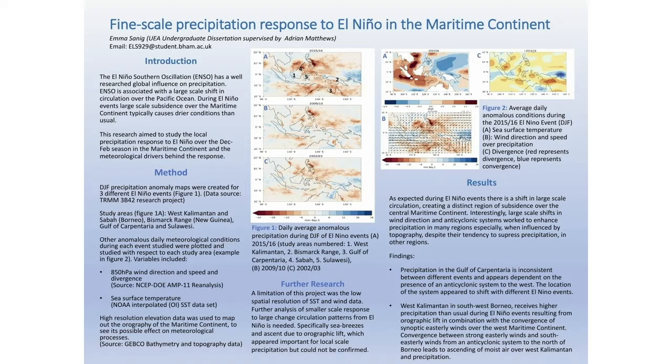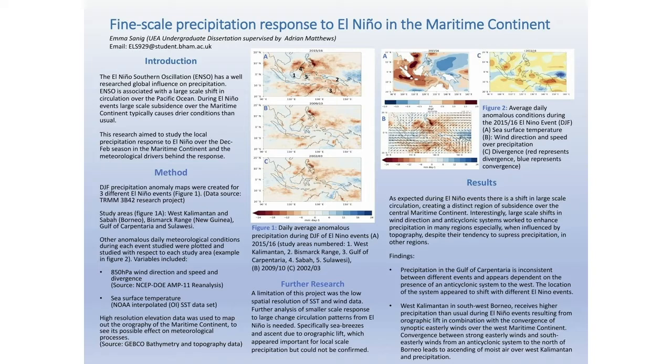looking at areas where the precipitation response doesn't really match up with the general trends that would be expected during an El Niño. So in the maritime continent, there's typically drier conditions than usual during El Niño events in association with the shift in the water circulation over the Pacific Ocean, creating a large area of subsidence over the maritime continent. And in figure 1, I have plotted daily average anomalous precipitation for 3 El Niño events over the December, January, February season using data from the Tropical Rainfall Measuring Mission.